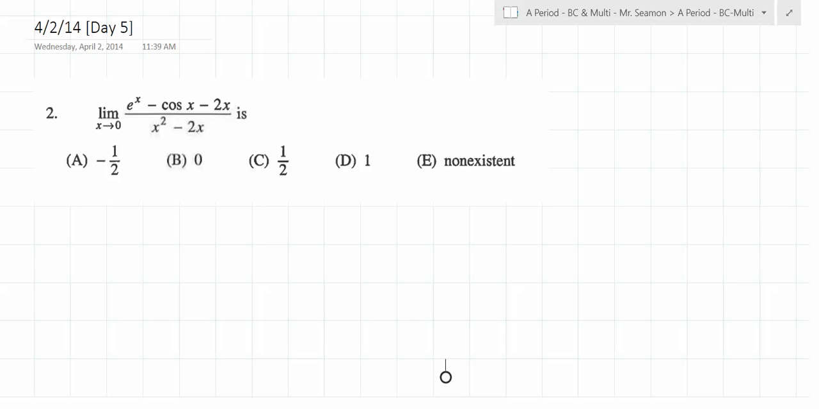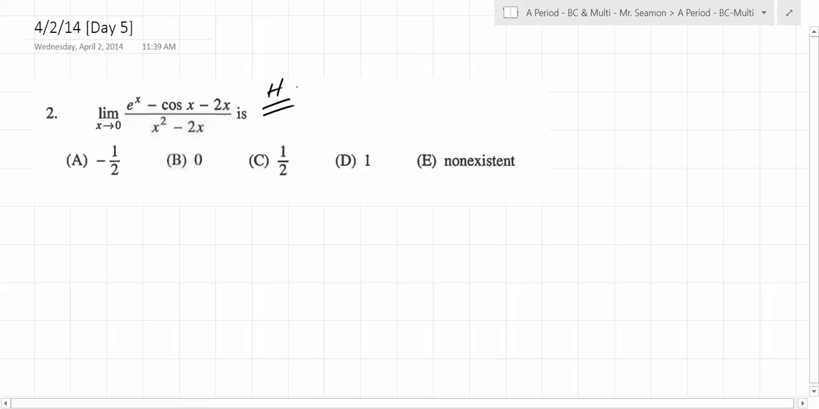Now, what's the first thing you check if you're going to use L'Hopital's rule? If it's 0 over 0. It needs to be an indeterminate form, right? Either 0 over 0 or infinity over infinity. Is it 0 over 0? Yeah, it actually is. You don't have to show the notation, but remember that thing we did? Like that.